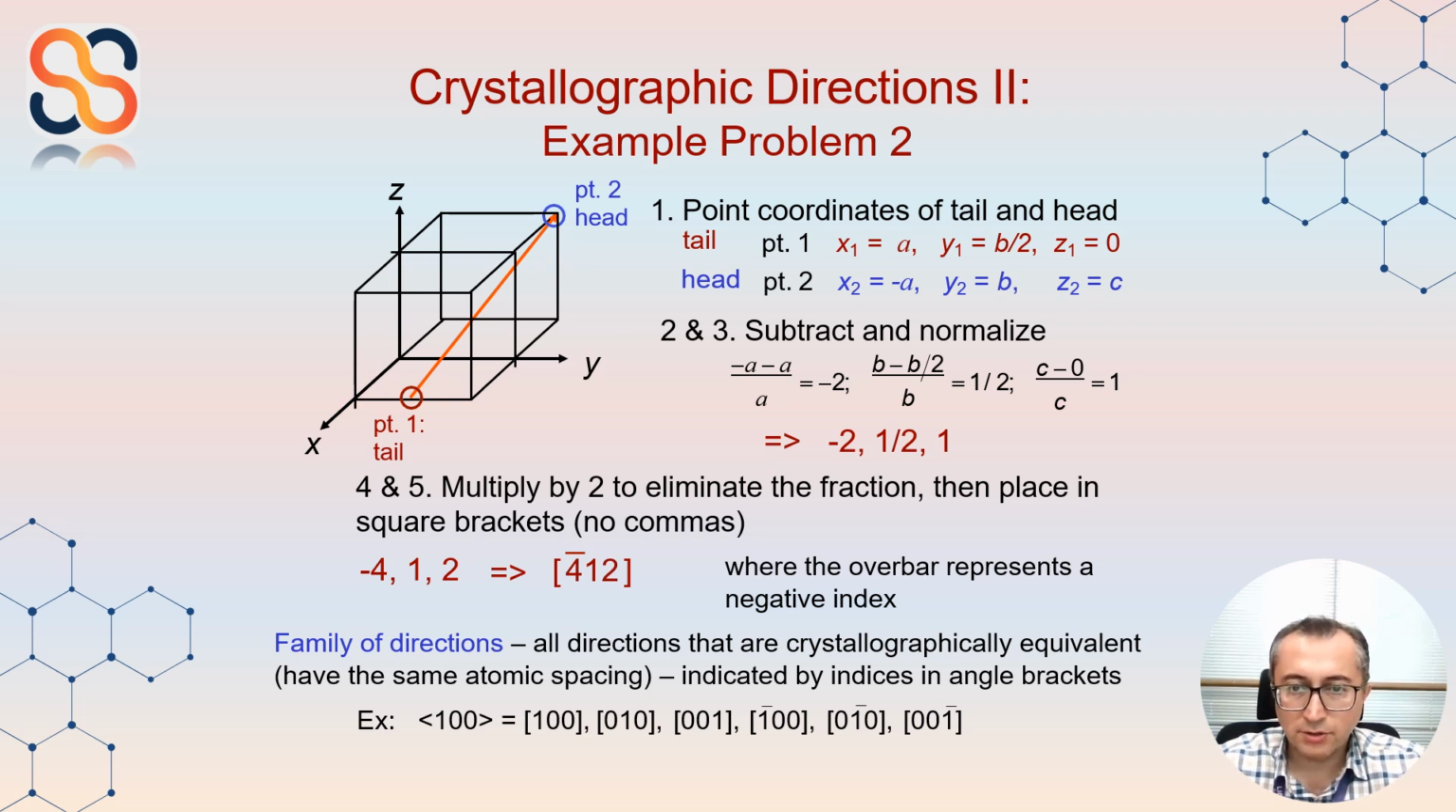Multiply by 2 to eliminate the fraction. So we have negative 4, 1, 2. So place in square brackets, no commas, to format direction indices. So we have [negative 4 1 2], where the overbar represents a negative index. All directions that are crystallographically equivalent, having the same atomic spacing, are indicated by indices in angle brackets.